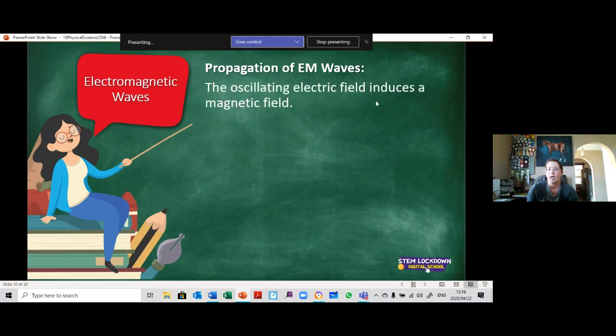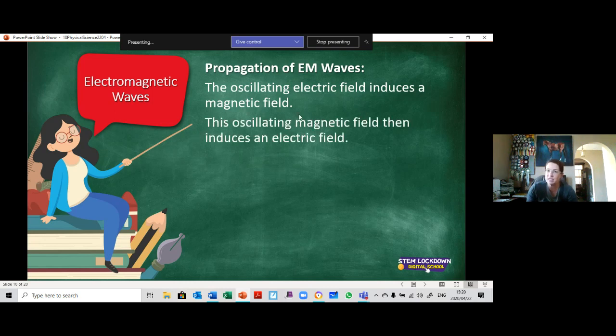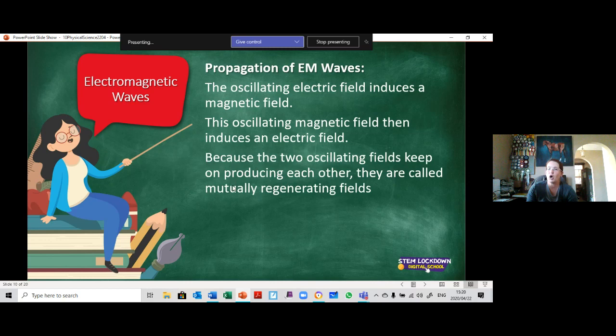So we say that the electric field induces, it's a big word, it means causes. The electric field is the reason why there is a magnetic field. That's why we use the word induce. And we talk about electromagnetic induction in grade 11 and 12. So the oscillating electric field induces a magnetic field. Equally, the magnetic field then induces the electric field. And so what we say is they are mutually regenerating. The two oscillating fields keep on producing each other, and therefore they are called mutually regenerating.